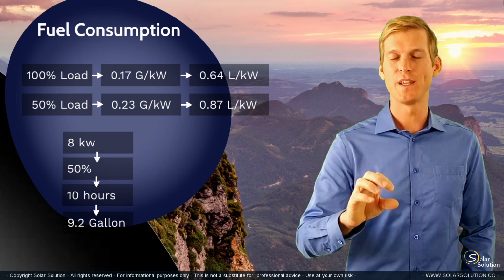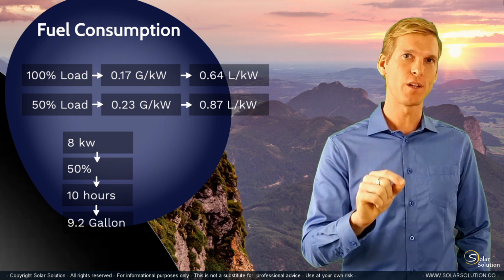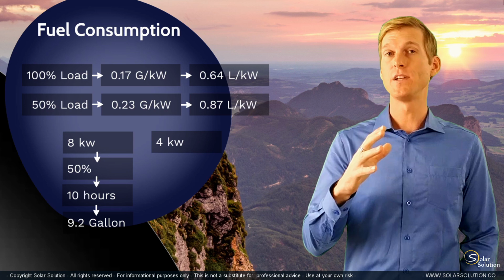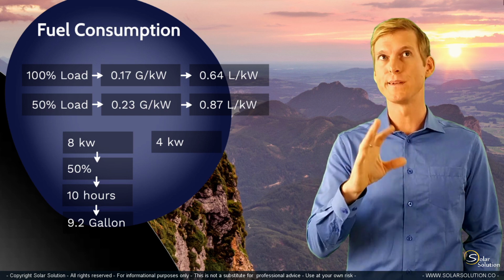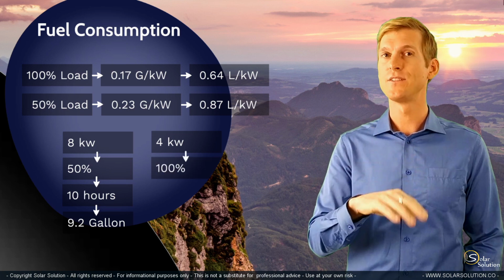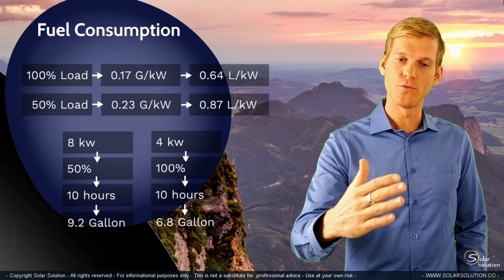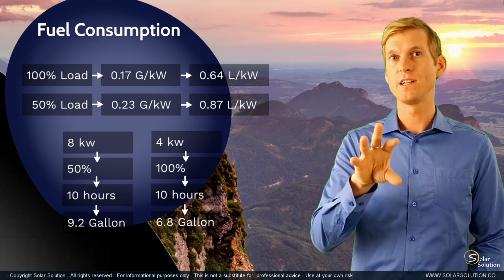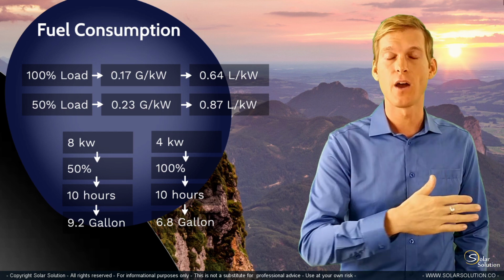Now let's assume that you take a generator which is a perfect match with your load. Your load is 4 kilowatts, and you choose a generator which is also 4 kilowatts. So now this generator will run at 100% of its capacity, therefore it will be consuming approximately 0.17 gallons or 0.64 liters per kilowatt, and therefore if you run this load 10 hours straight, you'll be consuming 6.8 gallons over the 10-hour time frame.